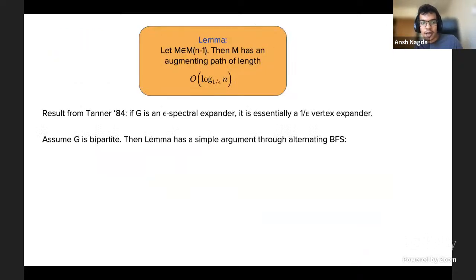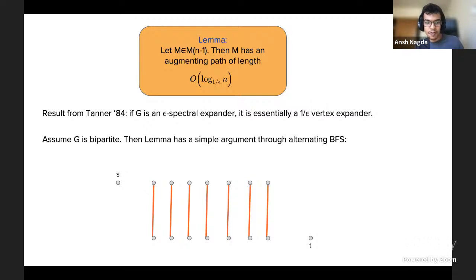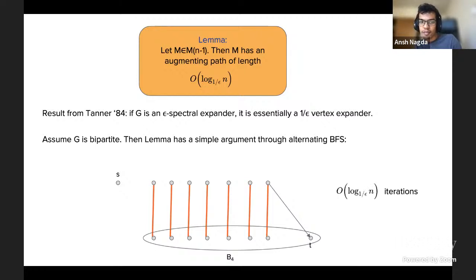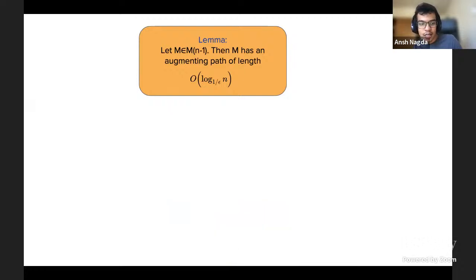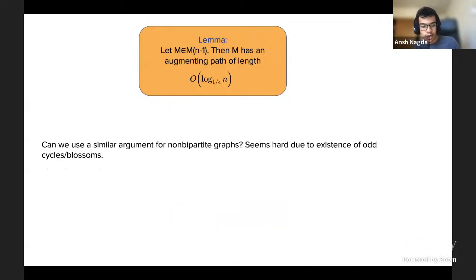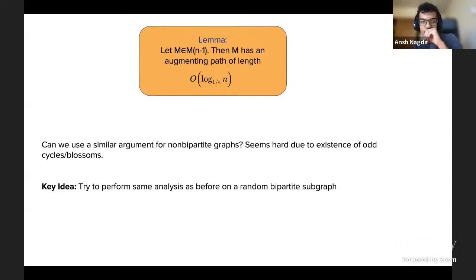It turns out in the bipartite case, we can use vertex expansion of this graph, along with a simple alternating breadth first search argument to show that, I'm not going to go through the argument right now, but we can use it to show that there is indeed a short augmenting path in this graph. And the main difficulty comes in the non-bipartite case. It's not so clear how to emulate these arguments in that case. And that's our main technical contribution.